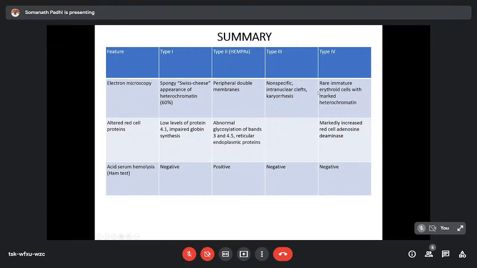Electron microscopy I have already described. The SDS-PAGE electrophoresis patterns are also described, and the acidified serum hemolysis test, the HAM test, is positive only in type 2.